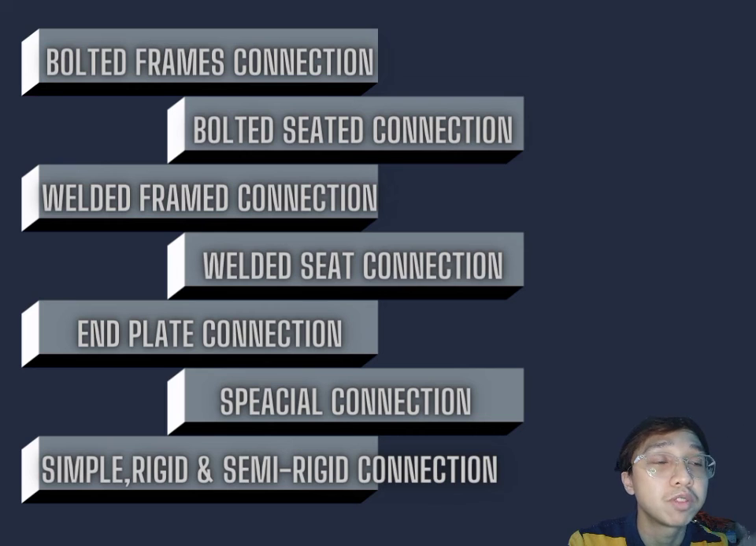These are the 7 types of steel beam connection. The first one is bolted framed connection. Second is bolted seated connection. Third, welded framed connection. Fourth, welded seat connection. Fifth, end plate connection. Sixth, special connection. And lastly, simple, rigid, and semi-rigid connections.